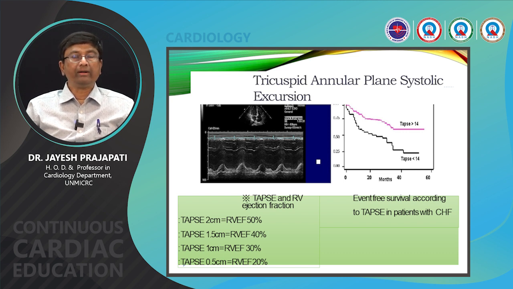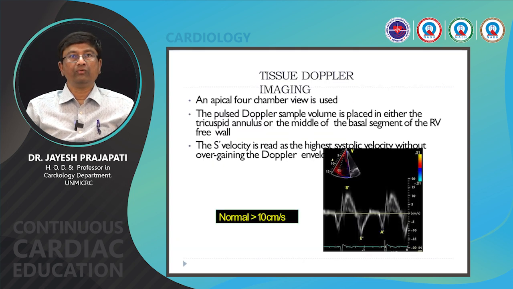So M mode at the tricuspid annular level, lateral wall. TAPSE of 2 cm is normal; less than 15 corresponds to an RV EF of 40%, less than 10 to 30%, and less than 5 to 20%. So this is one of the methods we can use to assess RV function.